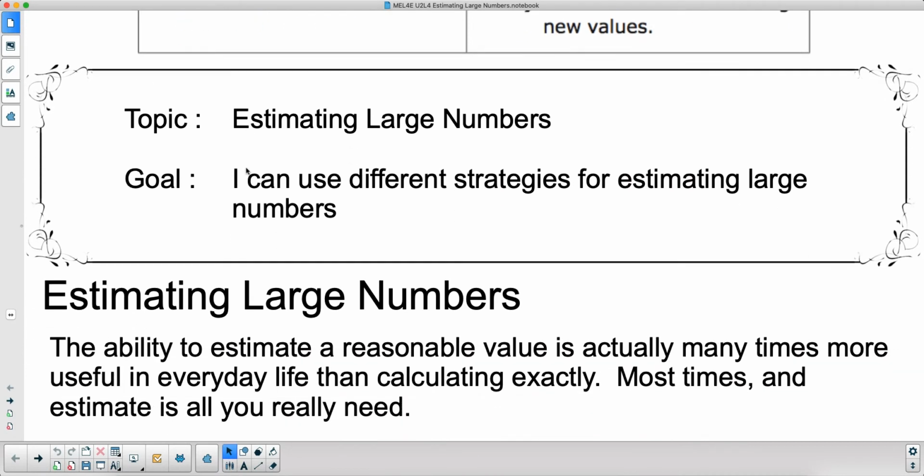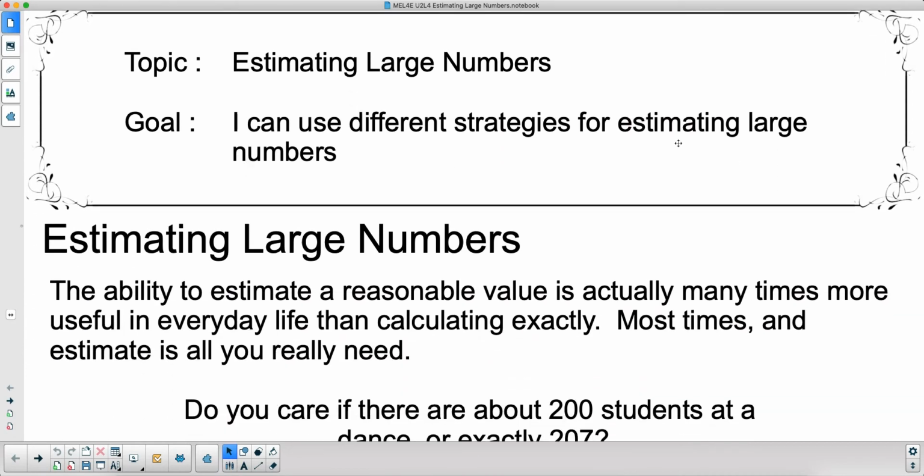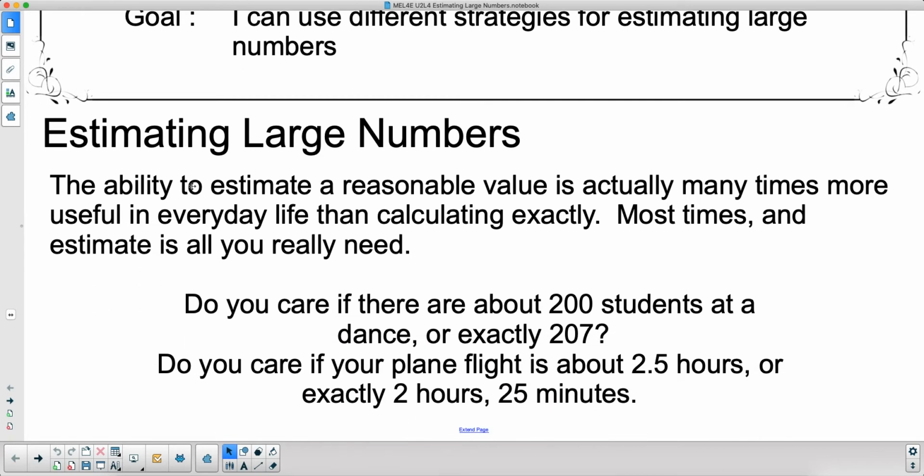Now we're going to take a look at estimating large numbers. Our goal is to use different strategies for estimating large numbers. The ability to estimate a reasonable value is many times more useful in everyday life than calculating exactly. Most times, an estimate is all you really need. Do you actually care if there are about 200 students at a dance or exactly 207? You don't really care about the exact number of students.